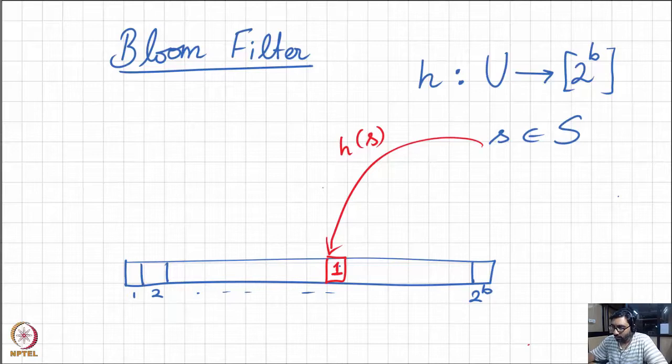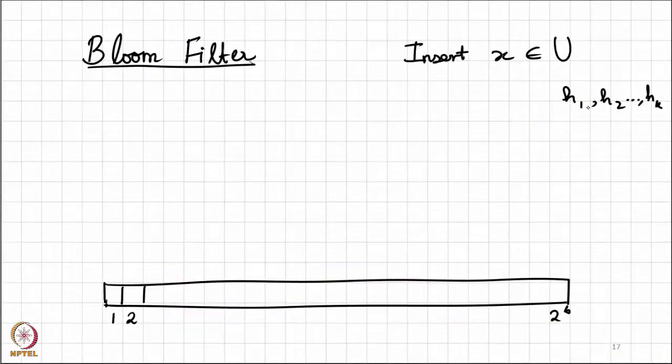So this is great, but there's something more we can do. Right now we are using a single hash function. Let us now try to understand how the Bloom filter will work when we have access to k different hash functions h1 through hk. So we have 2 raised to the b binary cells, and they're all initialized to 0.